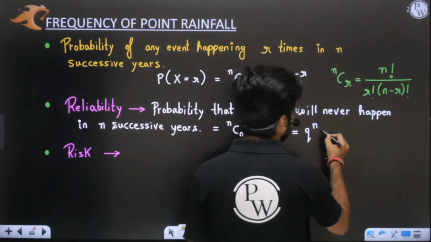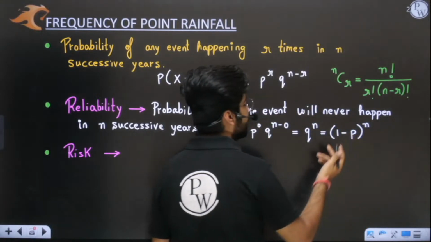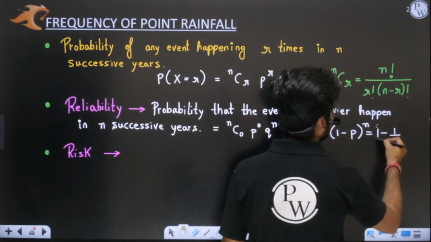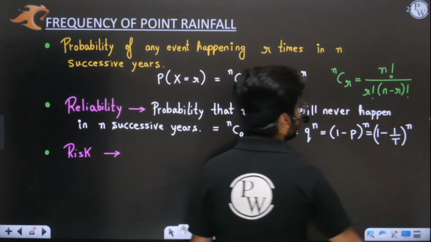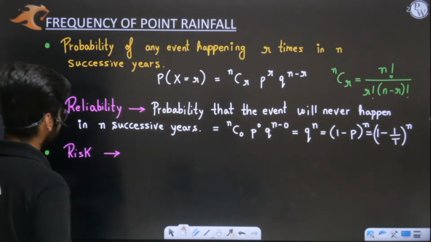Or we can also write 1 minus p in place of q, and in place of p, I can write 1 upon T. Today I have told you, so remember this formula. This is very, very important. This is the formula for your reliability.